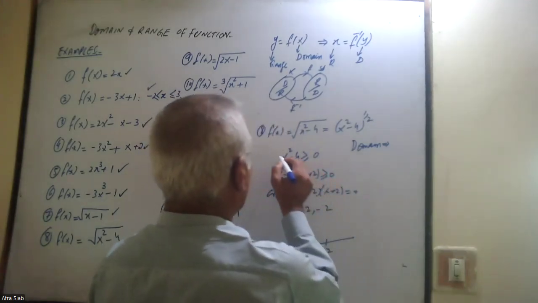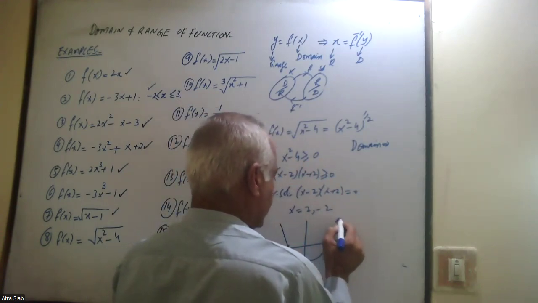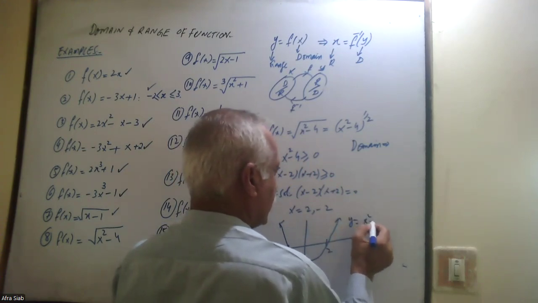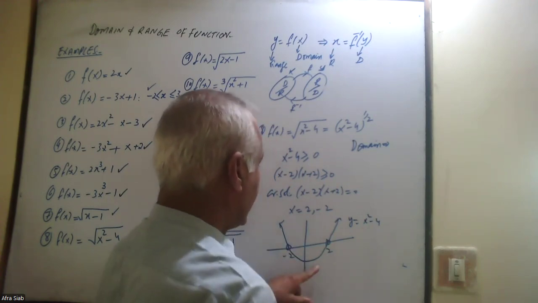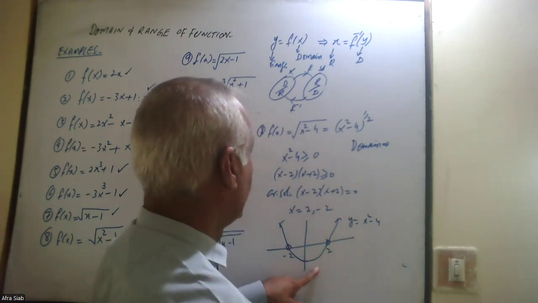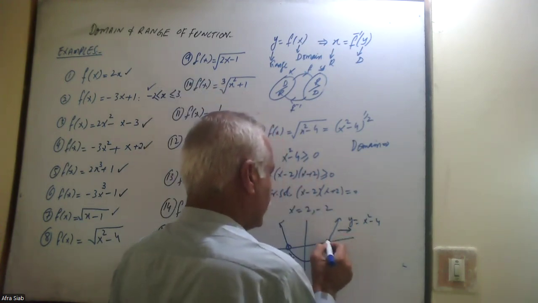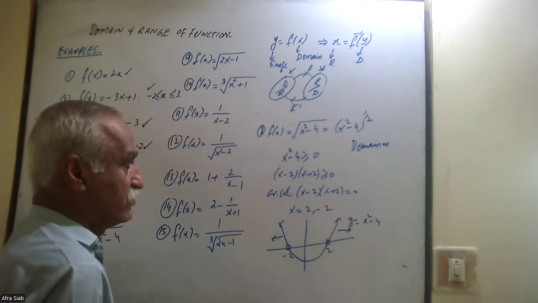So the coefficient of this one is 1, so the graph opens upward. This is the graph of y equals x squared minus 4. Because we have calculated that it should be greater than or equal to 0, it will be greater than 0 after this value of 2, and also greater than 0 before this value of minus 2.